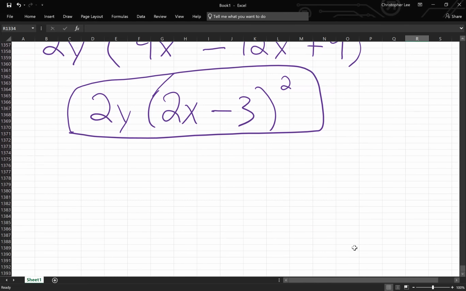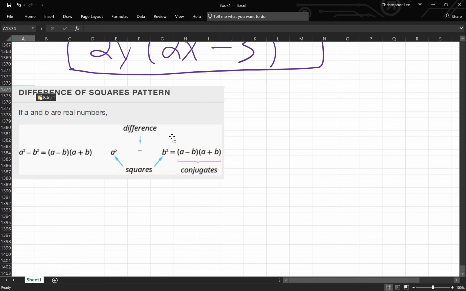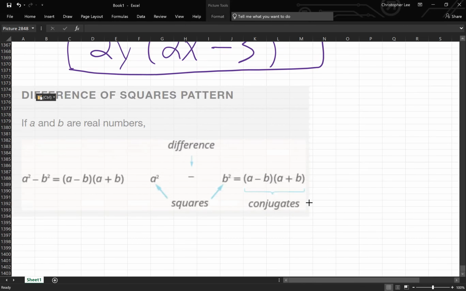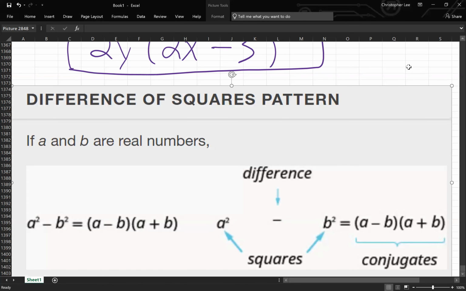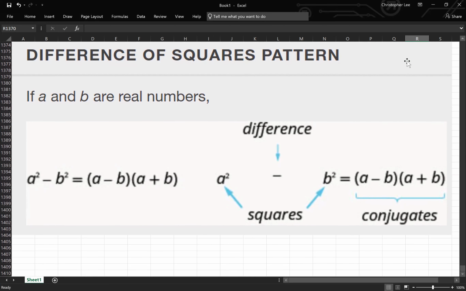All right, let's get into one last topic real quick. The difference of squares pattern. Oh my God, this is even easier. If A and B are real numbers, then we have A squared minus B squared is equal to A minus B times A plus B. When you hear the word difference, I'm talking about the minus sign in between them, and A and B are going to be perfect squares.